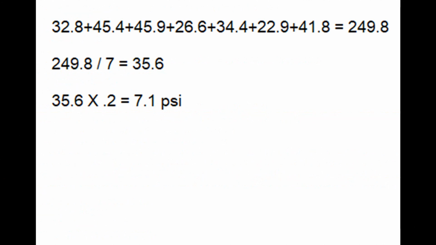So I have my 7 injector pressure drops. Add them together, I get 249.8. Divide by 7 to get an average pressure drop per injector, gives me 35.6. And then I multiply that by 0.2 to get my maximum allowable pressure drop between injectors. That gives me 7.1 psi as the maximum allowable pressure drop between injectors. And now we just take that back to our data and see how the injectors on this vehicle measure up.